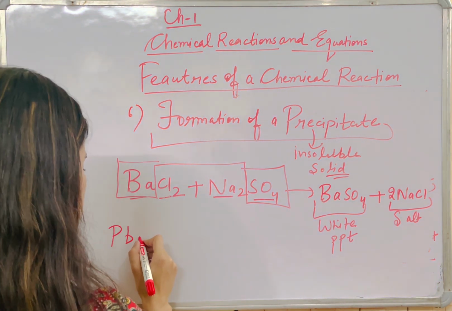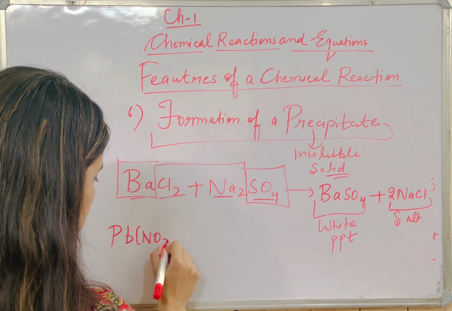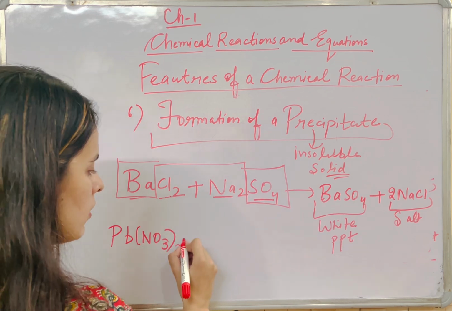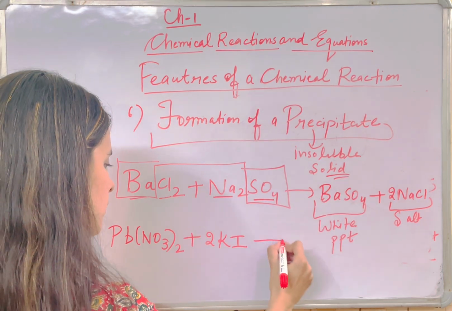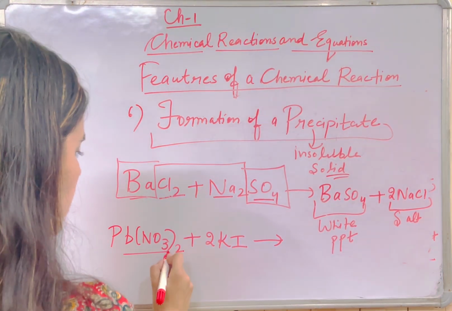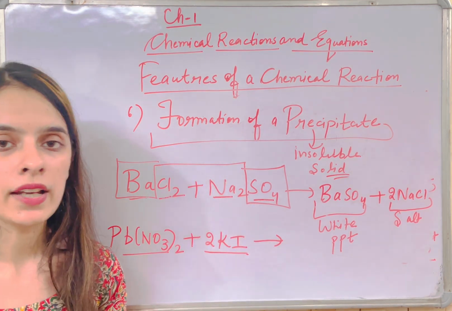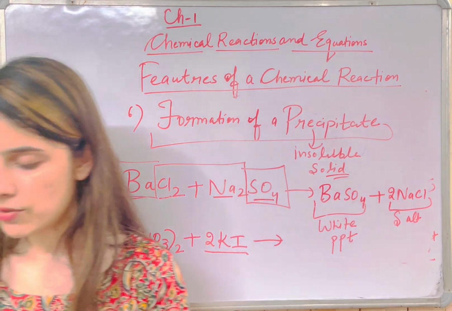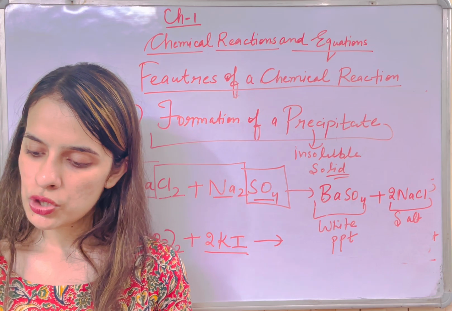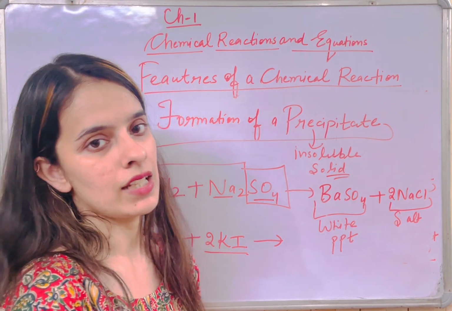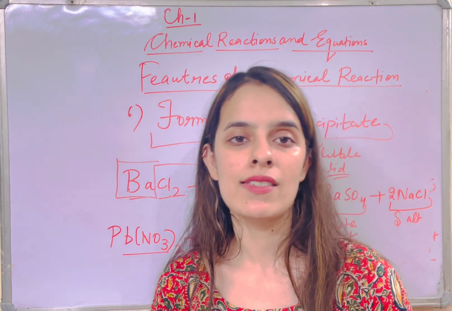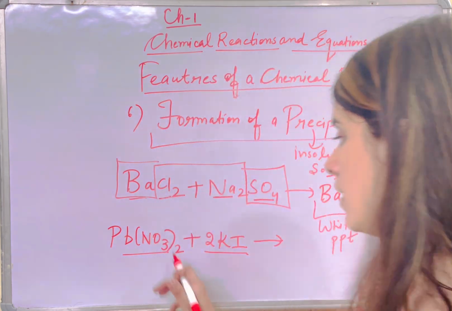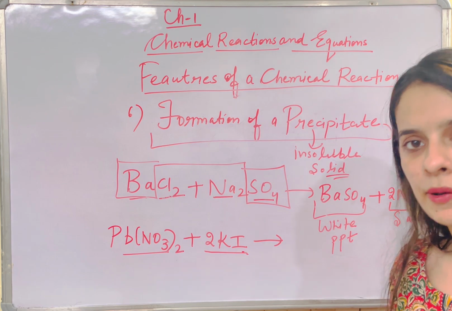Lead nitrate, okay, plus potassium iodide. This is lead nitrate, this is potassium iodide. Now what is the color of lead nitrate? My question to you is, what is the color of lead nitrate? I'll be waiting for your answer in the comment section. Lead nitrate and potassium iodide.